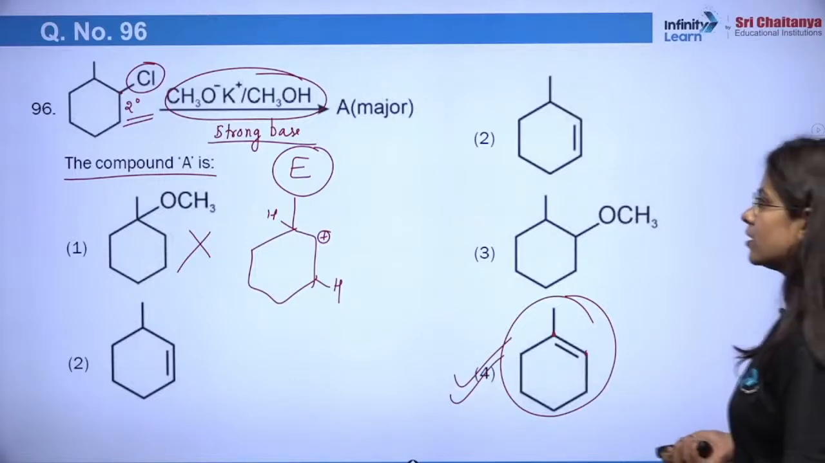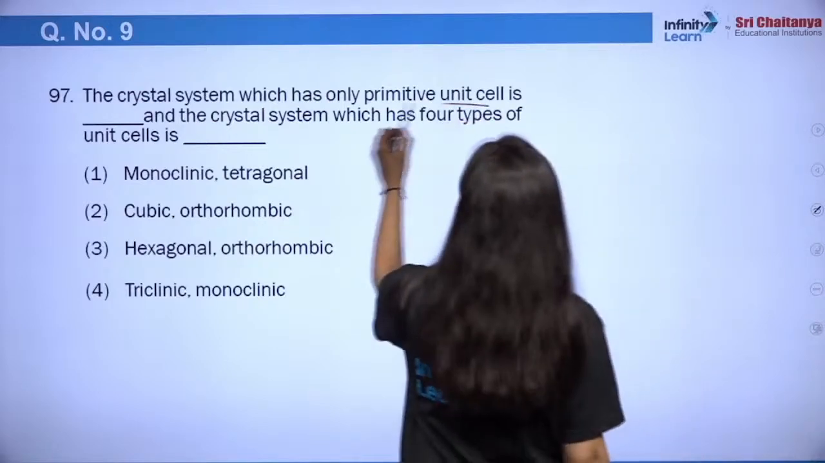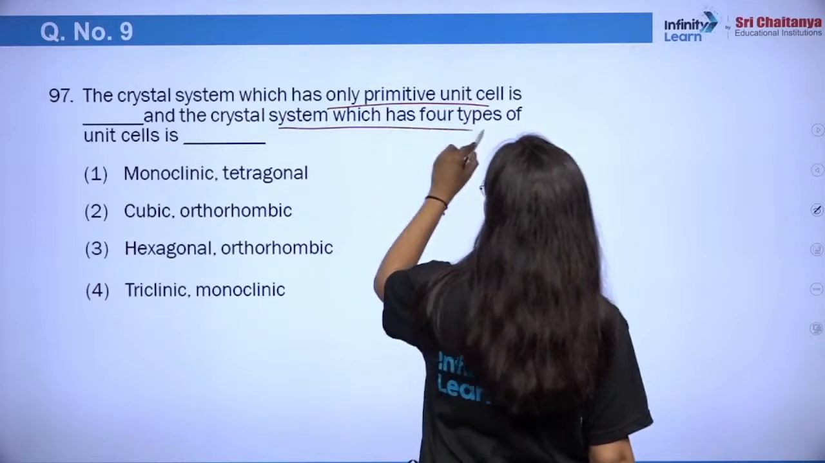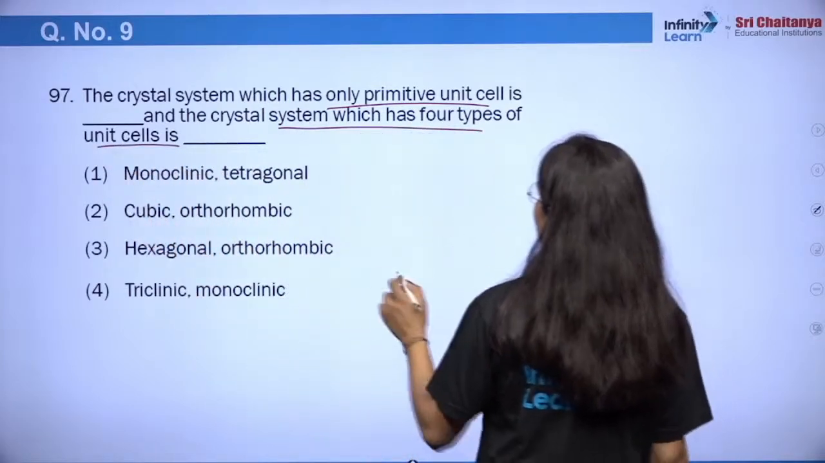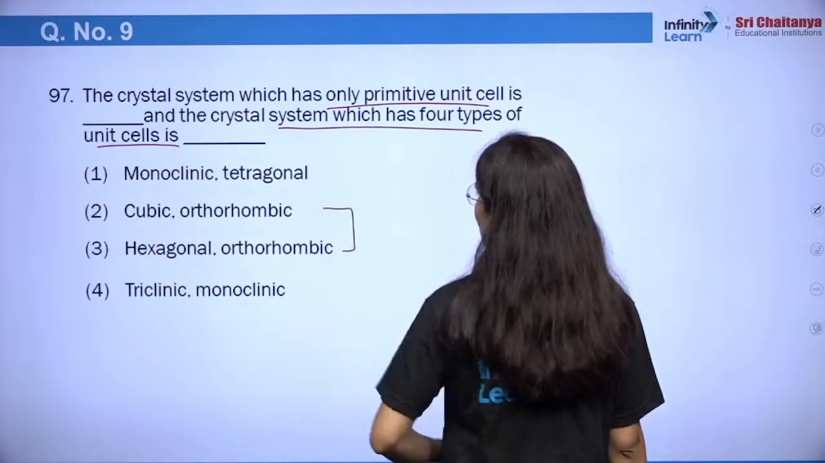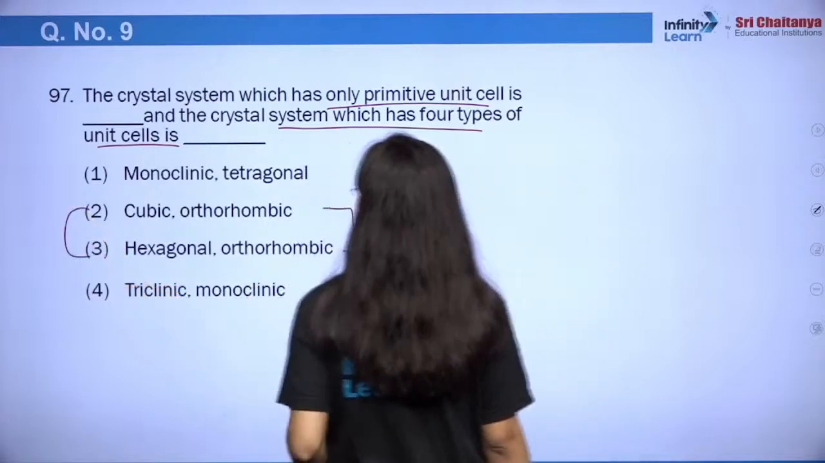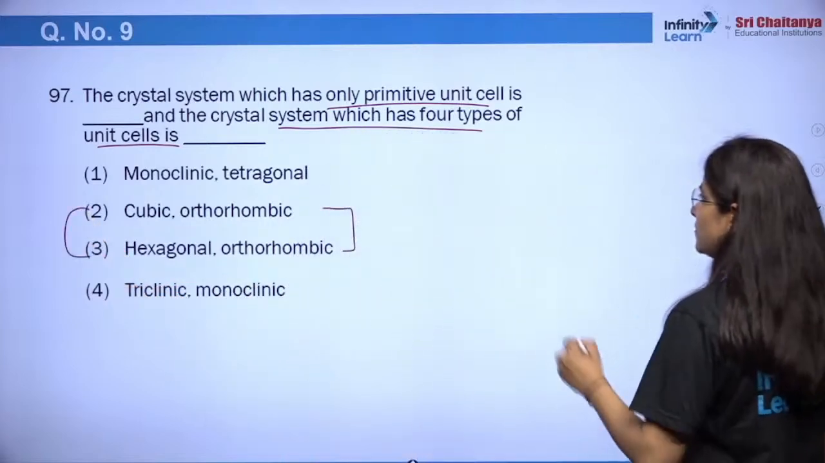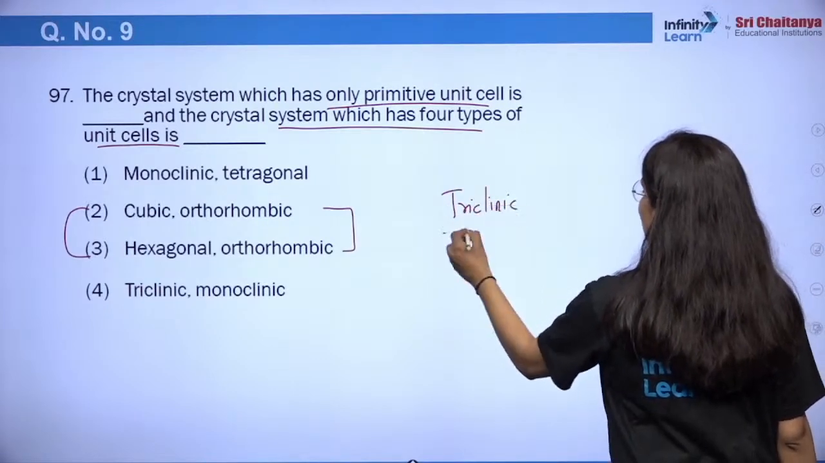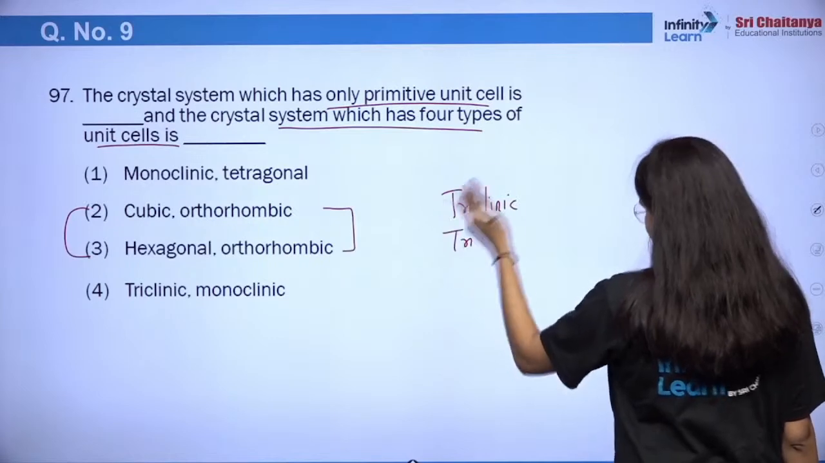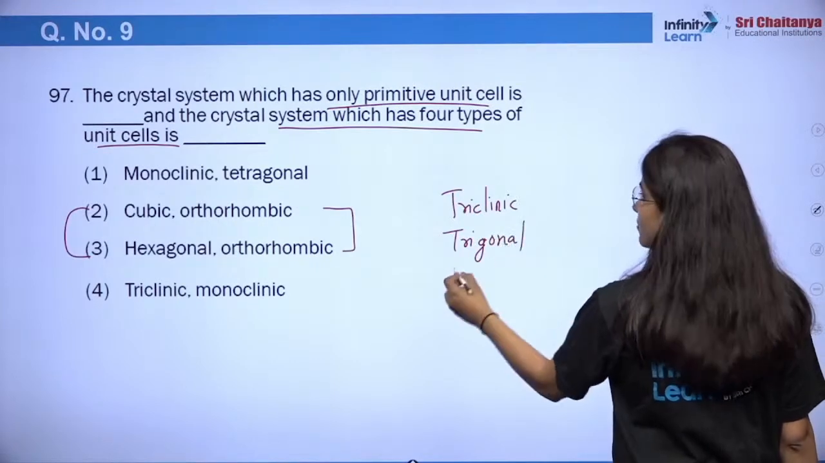Option number 4. The crystal system which has only primitive unit cells and the crystal system which has 4 types of unit cells. So 4 types of unit cells are present in orthorhombic. So orthorhombic has to be the second option. Now let us talk about the first option. Simple primitive unit cell is present in triclinic, trigonal, yes, and hexagonal.